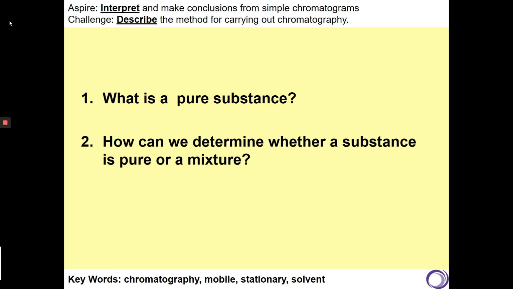First of all then, to get started, 2 questions. What is a pure substance, and how can we determine whether a substance is pure or a mixture? I'm going to give you 1 minute to think about that.